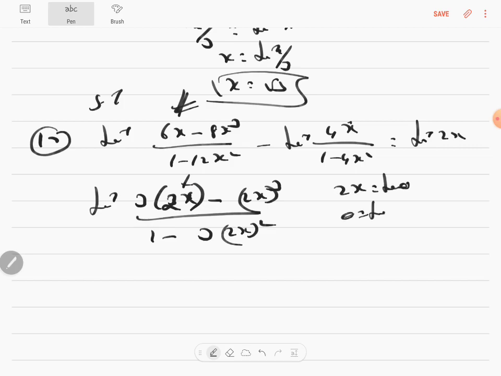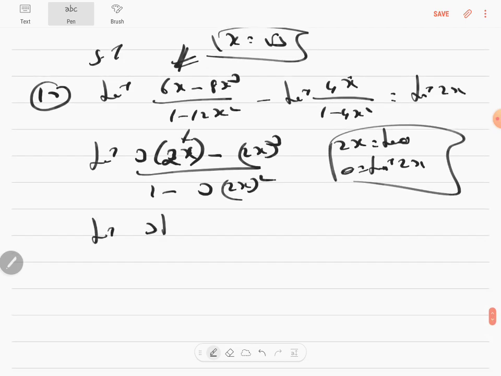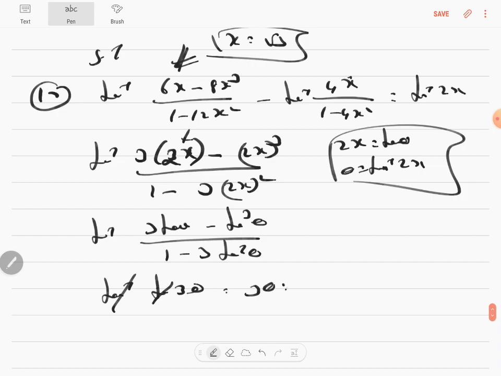Theta therefore is tan inverse of 2x. So this resembles 3 tan theta minus tan cube theta by 1 minus 3 tan square theta, which is tan inverse of tan 3 theta. 3 theta is the answer, which is 3 into tan inverse of 2x. So I've just solved only this part.